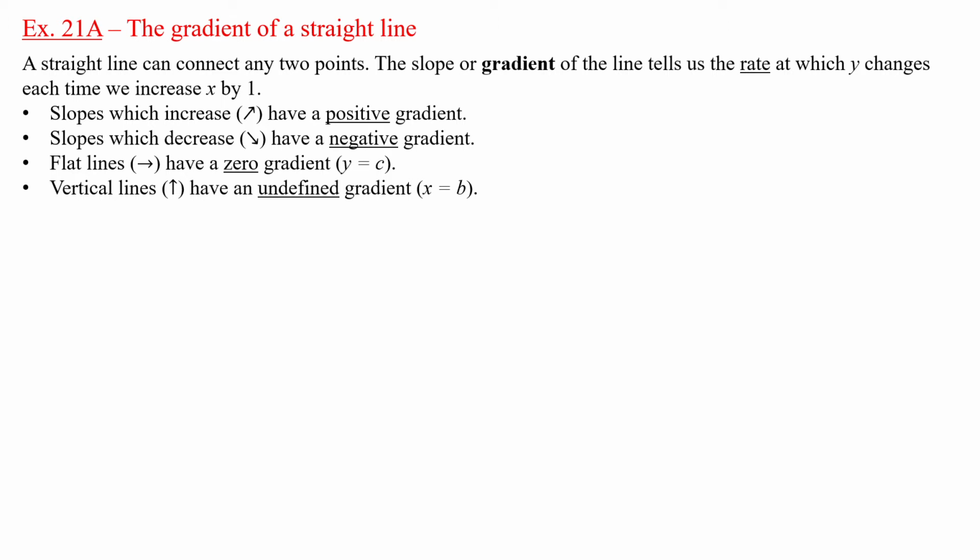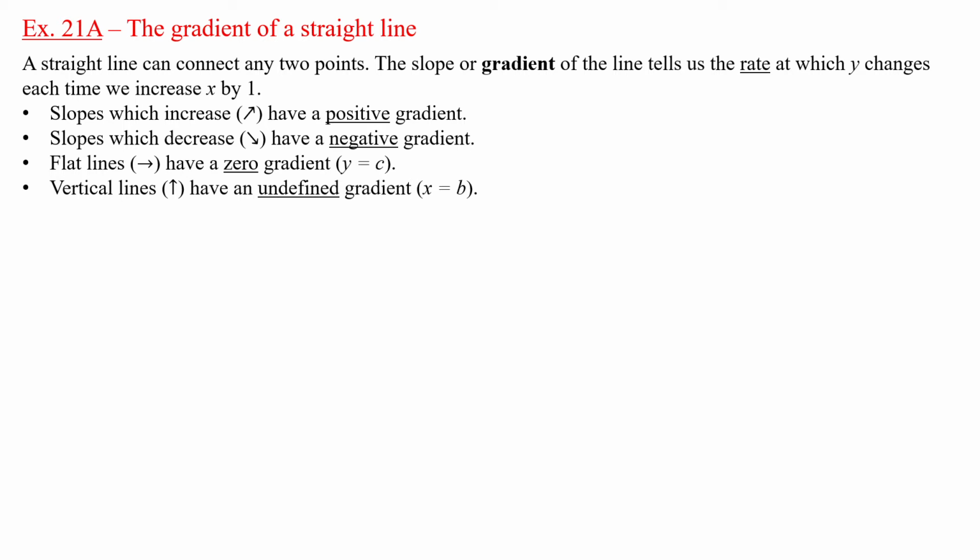The slope or the gradient of that line will tell you the rate at which y, your vertical variable or vertical distance, changes every time you increase your x, or your horizontal variable, by 1. Slopes which increase from left to right have a positive gradient, and if they decrease going from left to right, they have a negative gradient. Flat lines, straight across the page on the horizontal, have a 0 gradient because your y is not changing with x.